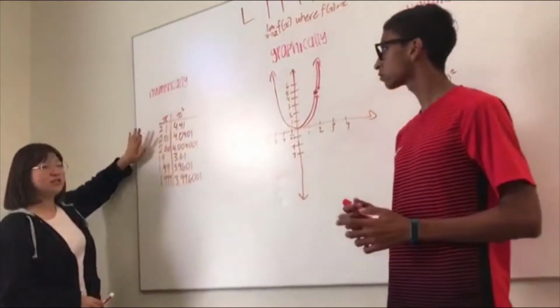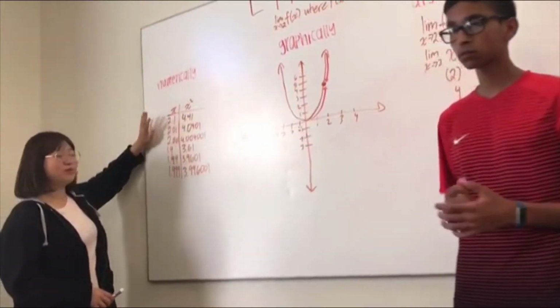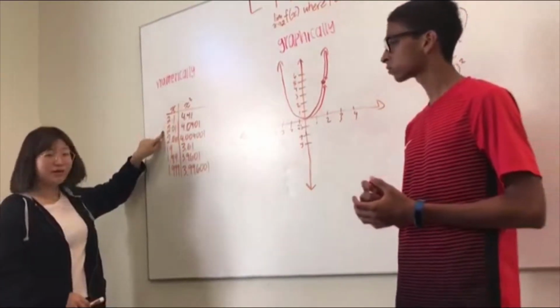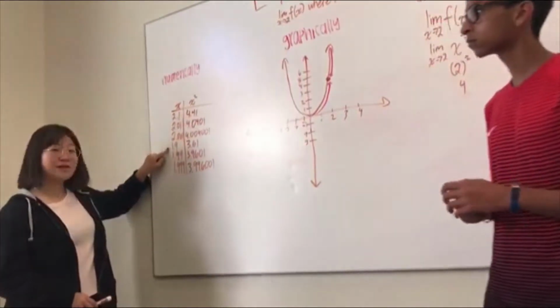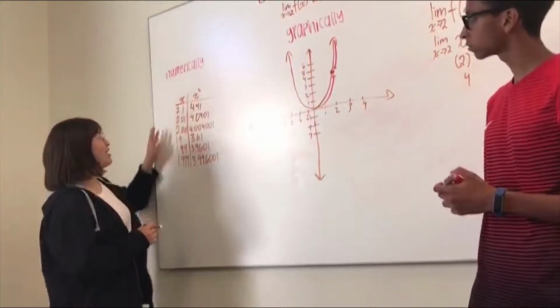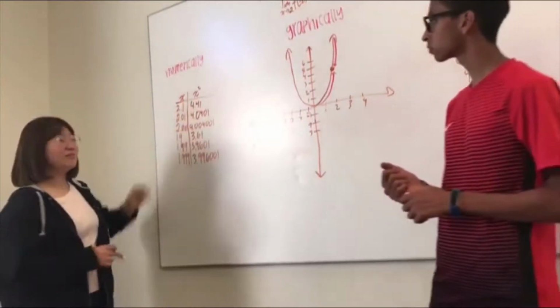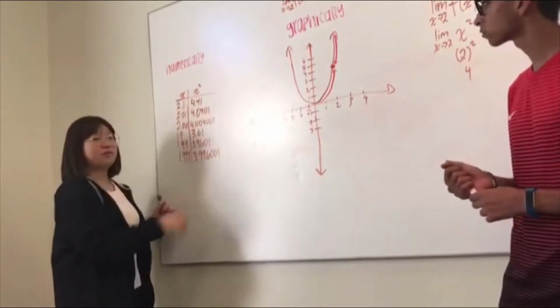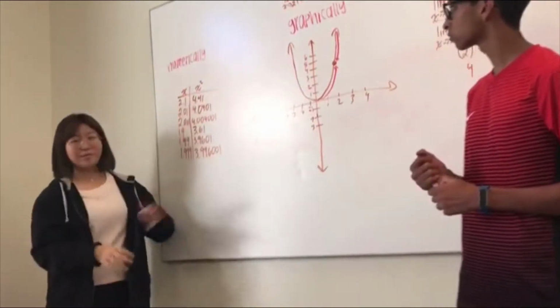So instead of putting exactly 2, you put numbers 2 approaches, which would be 2.1, 2.01, 2.001, 1.9, 1.99, and 1.999. So as the x value approaches these numbers, our y values are slowly going to approach one number, which in this case would be 4.